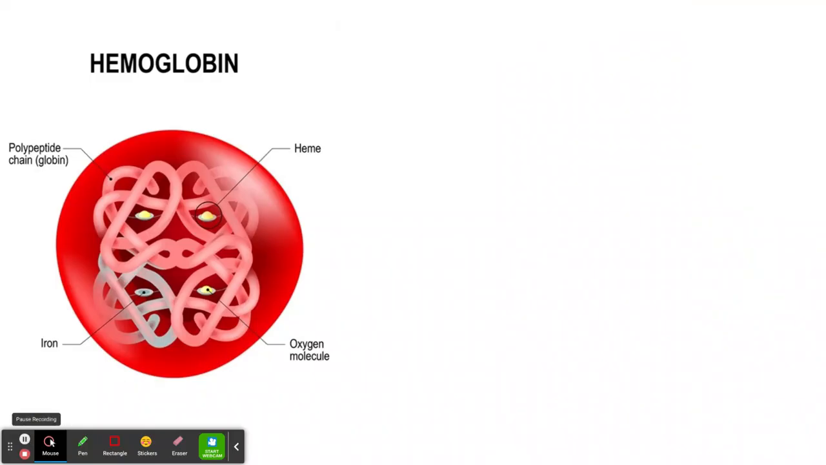And here's a better picture. We'll use red. So you see over here that little protein inside the hemoglobin, the heme, right? That's actually containing the iron atom.